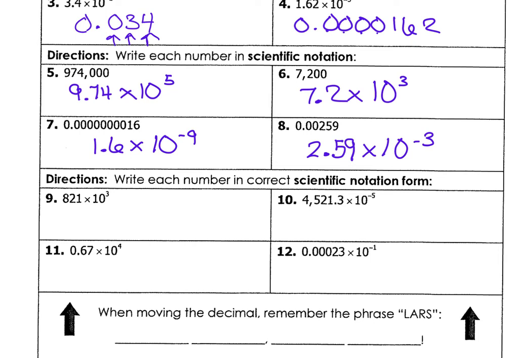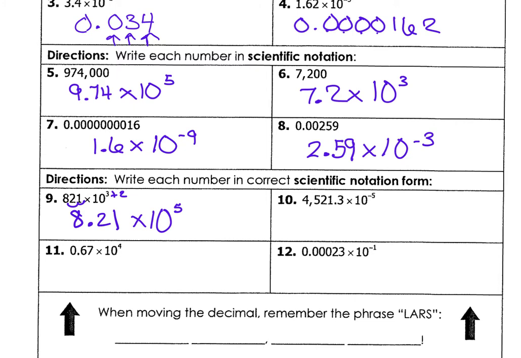Now we're going to write each number in the correct scientific notation. So we already have them with a number and an exponent, but we need to have scientific notation correctly. We don't have 821. That needs to be a number between 1 and 10, right? So I made this number 2 places smaller, which means this one has to become 2 bigger, right? So that would be 10 to what power? To the 5th. Make sense what we're doing?